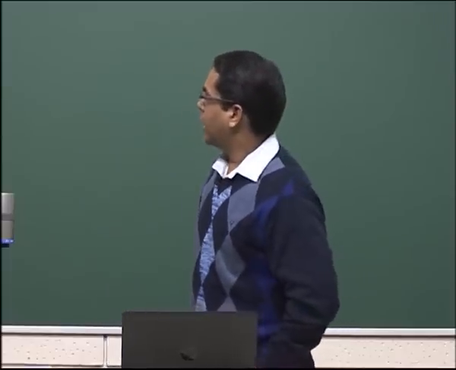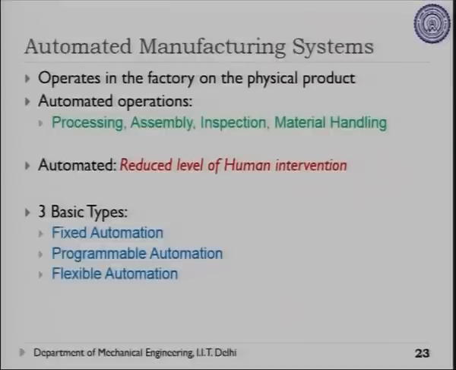Right? And then different automated operations, you might have seen in those videos as well, and those who have seen some of the industries can understand there are processes to be done, assembly operations, inspection, and different material handling options required. So these are all automated operations in the plant.